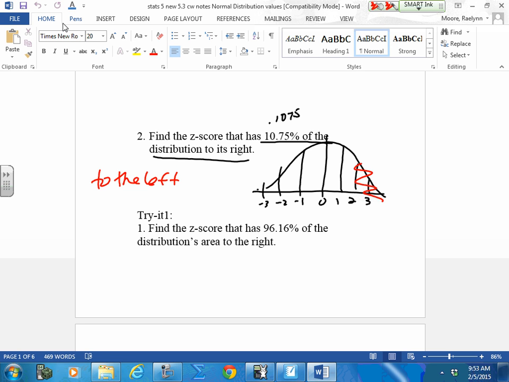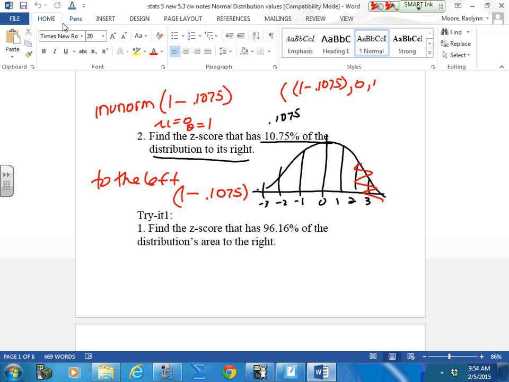So I need to say 1 minus this. And we discussed the inverse norm. Inverse norm, you can put this right in here. And your mean has to be 0, your standard deviation 1. If you have the 83s, make sure you give me an extra parentheses, comma, and you'll find your corresponding z-score.